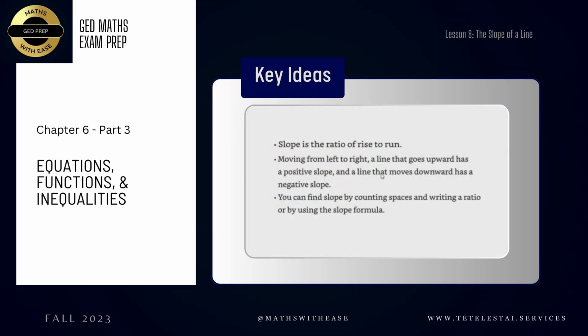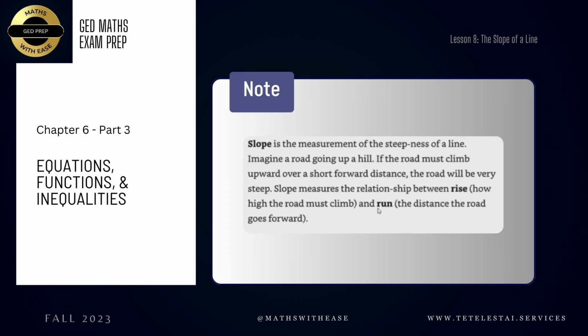So moving from left to right on a line that goes upwards has a positive slope, and a line that moves downwards has a negative slope. You can find slope by counting spaces and writing a ratio, or by using the slope formula. So slope is the measurement of the steepness of a line. Imagine a road going up a hill. If the road must climb upwards over a short forward distance, the road will be very steep. Slope measures the relationship between rise, how high the road must climb, and run, the distance the road goes forward.